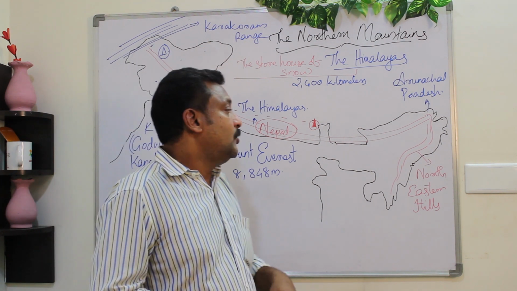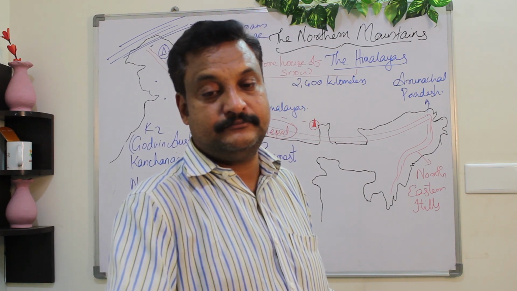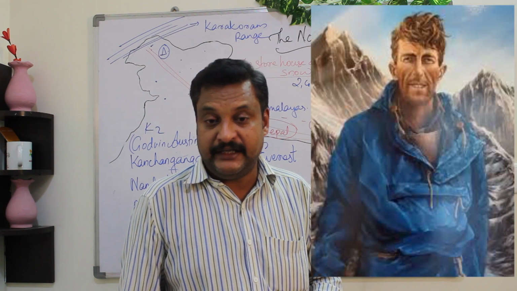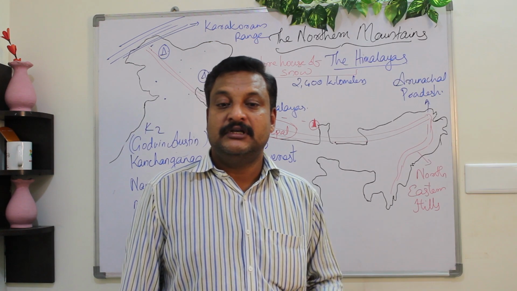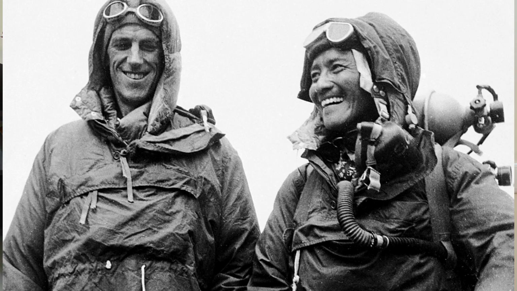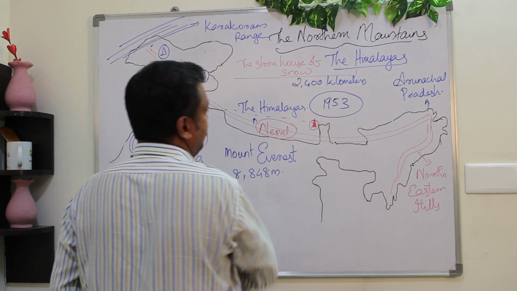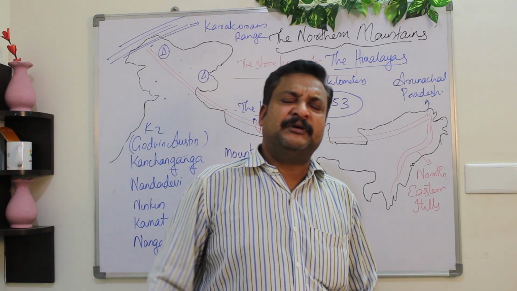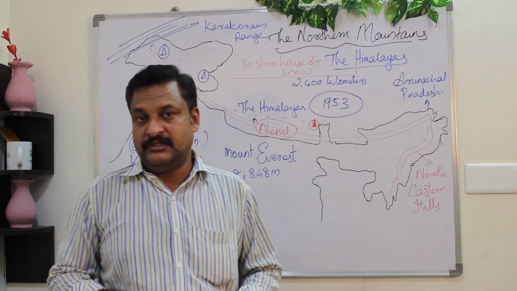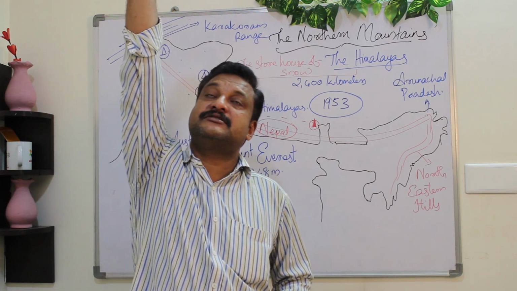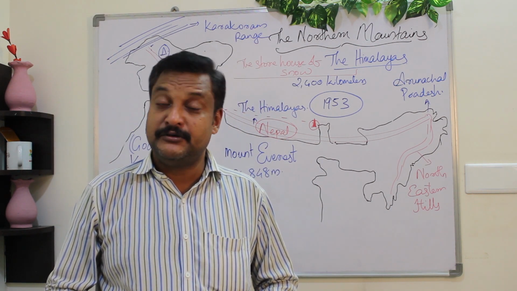Okay, now who climbed to the top of Mount Everest for the first time? Edmund Hillary, along with the Sherpa called Tenzing Norgay. They were the people who climbed on top of Mount Everest in 1953. Okay? A lot of people had tried even before that to reach the top of Mount Everest, but usually they couldn't. The first man to reach the highest peak of Mount Everest is Edmund Hillary. He is from New Zealand.